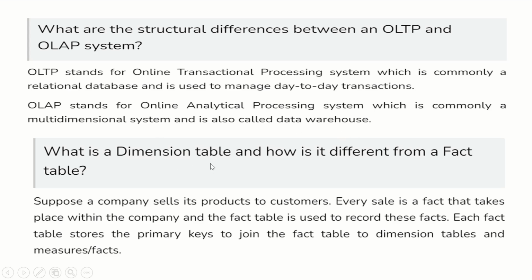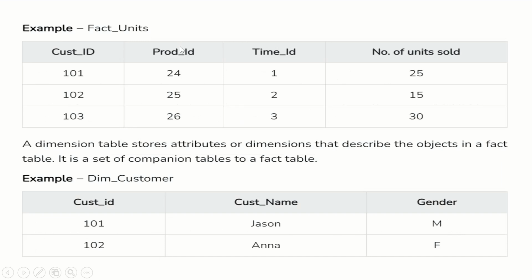So, what is a dimension table and how is it different from a fact table? Suppose a company sells its products to customers. Every sale is a fact that takes place within the company, and a fact table is used to record these facts. Each fact table stores primary keys to join the fact table to dimension tables, and measure facts. So for example, you can observe these tables. The first column is customer ID, that is 101, 102, 103, and these are the product IDs, the time ID and the number of units sold.